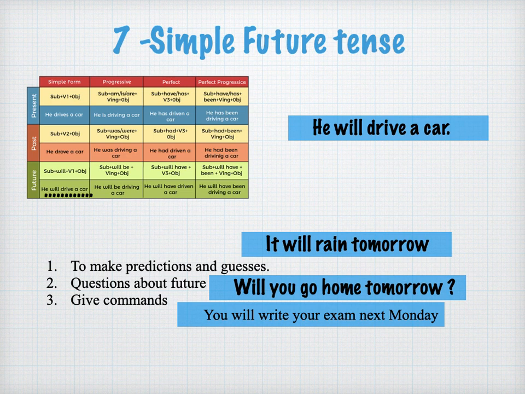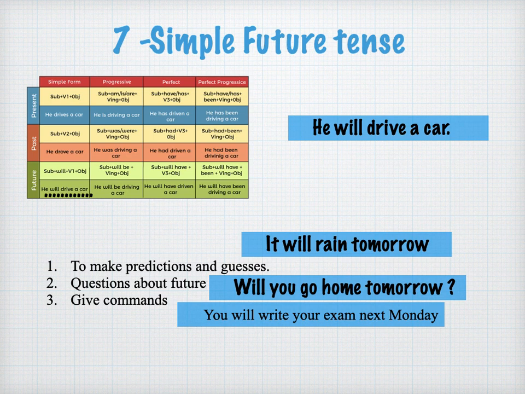Now, if you look at this table, you can see we are talking about simple future tense, the one which I have given dots in black color. So we are talking about simple future. Now we have future progressive, which is not mentioned in the text. We have perfect future, which is again not mentioned. Again, future perfect progressive, which is also not indicated in your textbook.